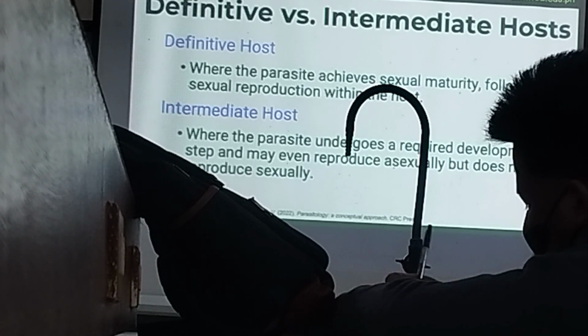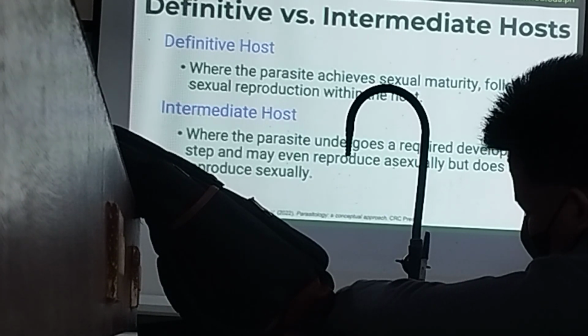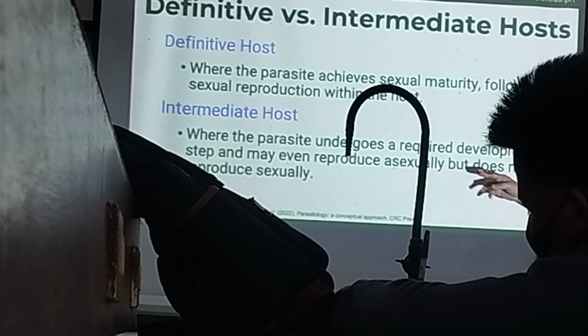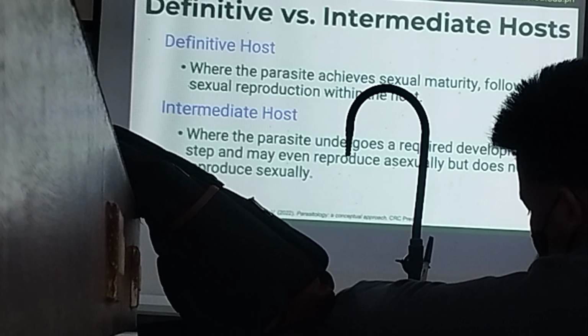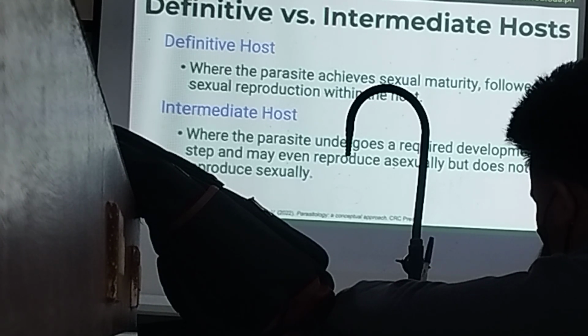Intermediate host is where the parasite undergoes a required developmental step and may even reproduce, but this is asexually, but does not reproduce sexually. They could multiply a lot inside the body, but that's not through sexual multiplication. For example, schizogony, maybe a sort of budding, mga ingana nga procedures, but non-sexual, then that host where this process is going on, kay intermediate host lang siya.